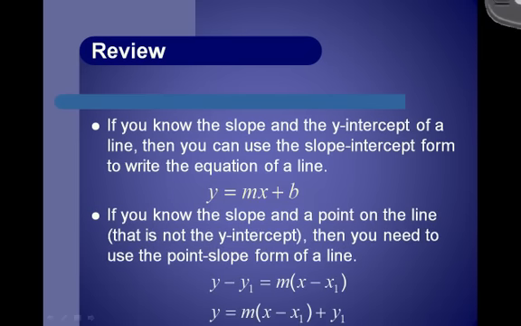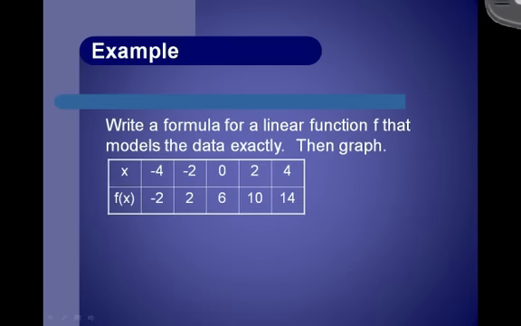If you know the slope and a point on the line that is not the y-intercept, then you need to use the point-slope form of a line. The point-slope form is y minus y1 equals m times x minus x1. In this book, they go ahead and solve for y equals. So what they do is they add y1 to both sides, which gives us y equals m times x minus x1 plus y1.